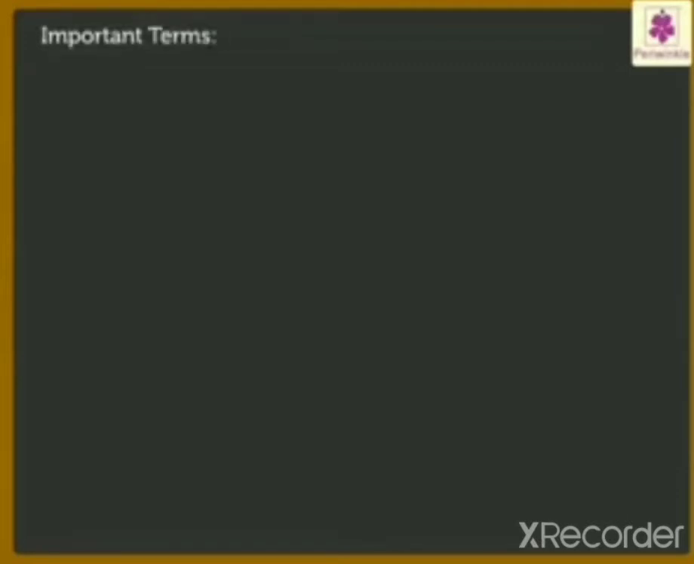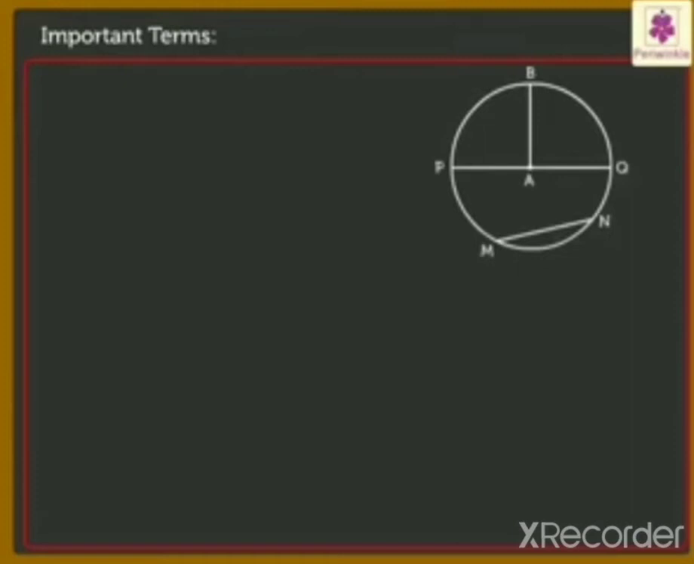Okay, now we will discuss some important terms related with circle. Okay, there are different parts of circle. We will discuss them one by one. Okay, like center, circumference, radius, and diameter. All these are parts of a circle. We will discuss them with the help of this figure. You can see this figure. This is a circle, and different parts of circle are shown in this circle. So we will discuss them one by one.